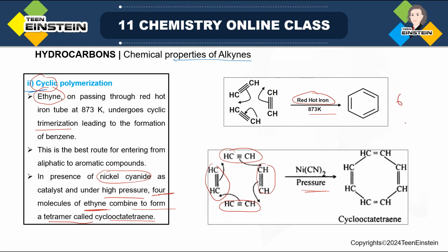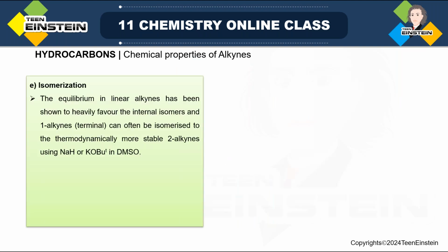Right? The previous one is 6-membered. We are using total 3 molecules of ethyne, but now it is total 4 molecules of ethyne. And the structure is cyclooctatetraene, which is 8-membered ring. This is cyclic polymerization. Now the final reaction type, which is isomerization.